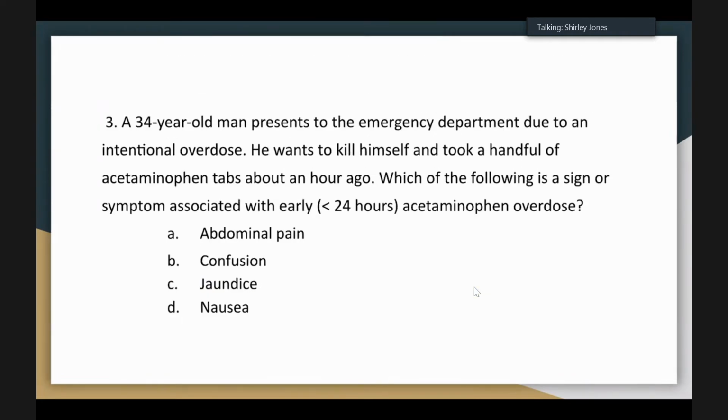All right. A 34-year-old man presents to the emergency department due to an intentional overdose. He wants to kill himself and took a handful of acetaminophen tabs about an hour ago. Which of the following is a sign or symptom associated with early, less than 24 hours acetaminophen overdose? I think it's D. Yeah, D.